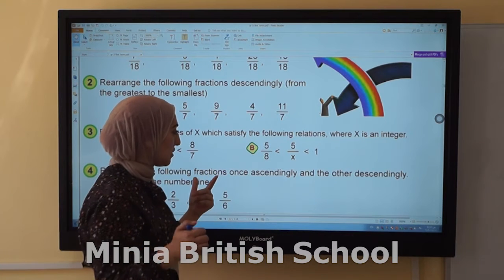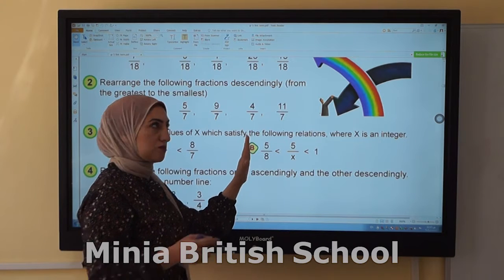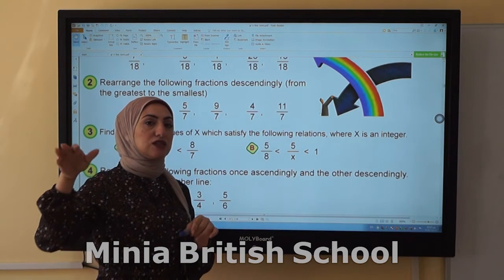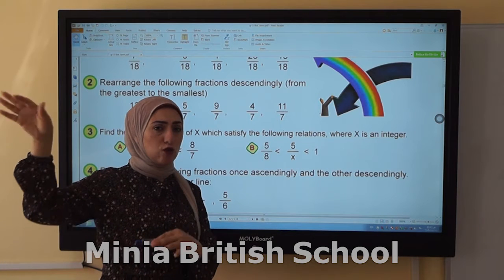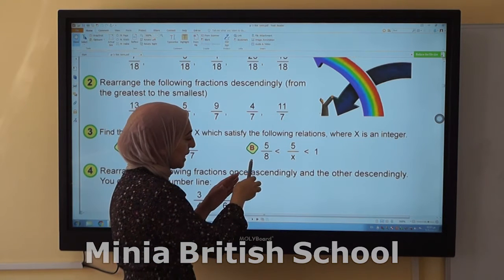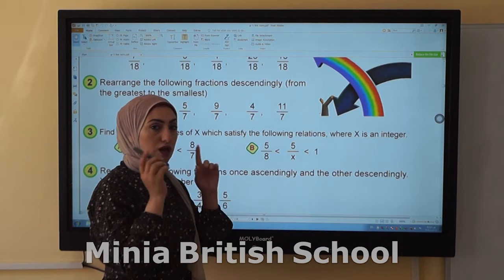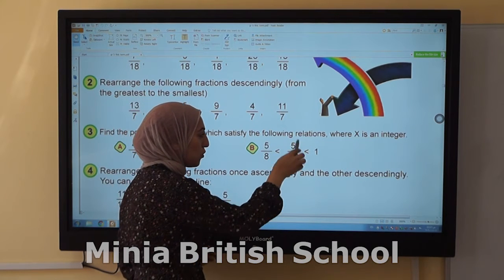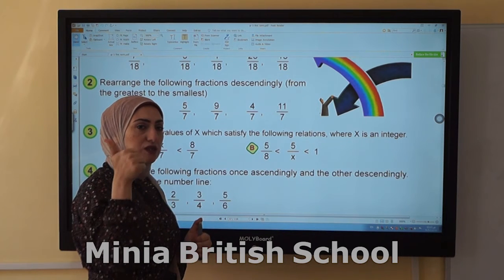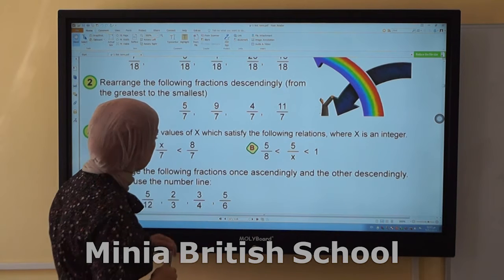If x is 8, the two fractions will be the same. And if I write 9, 10, or anything greater than 8, this fraction will be smaller than this one. But I want this one to be greater than this, so it will be 6 or 7.